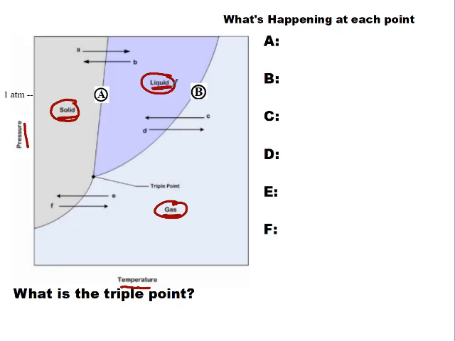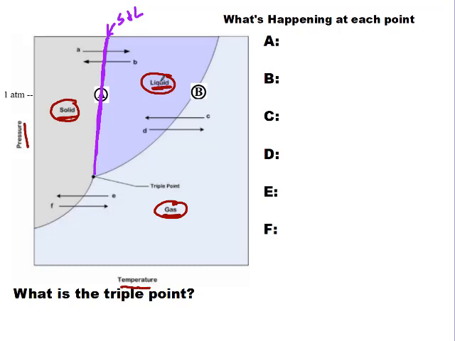Then, the next thing that you should recognize on the phase diagram is the solid line between two phases is where you have both phases in equilibrium. So anywhere in this section I have just a solid, anywhere in this section I have just a liquid, and everywhere on this line I have solid and liquid.